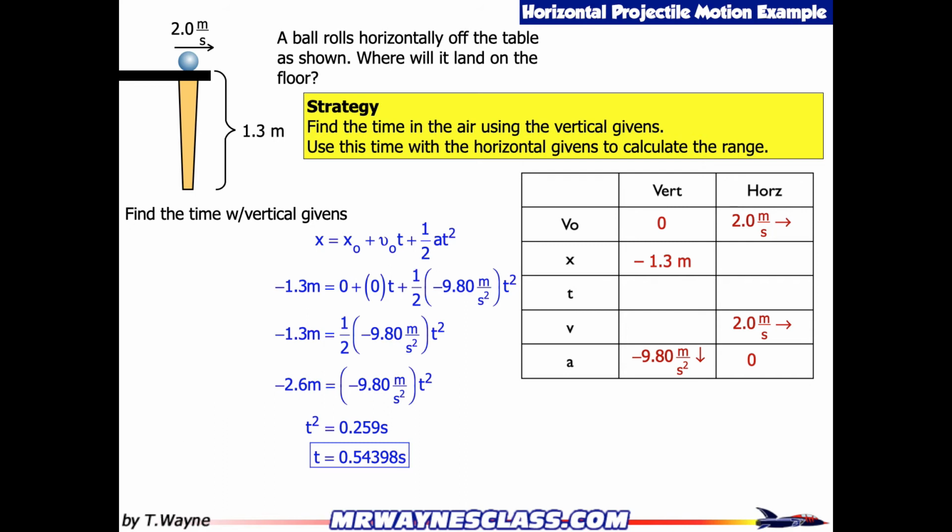All right, let's find the range. So to find the range, I'm going to use the horizontal givens. So remember, the time is a scalar, so you can see I just put it into both columns because it's a scalar, it doesn't have direction, so it does go in both columns.